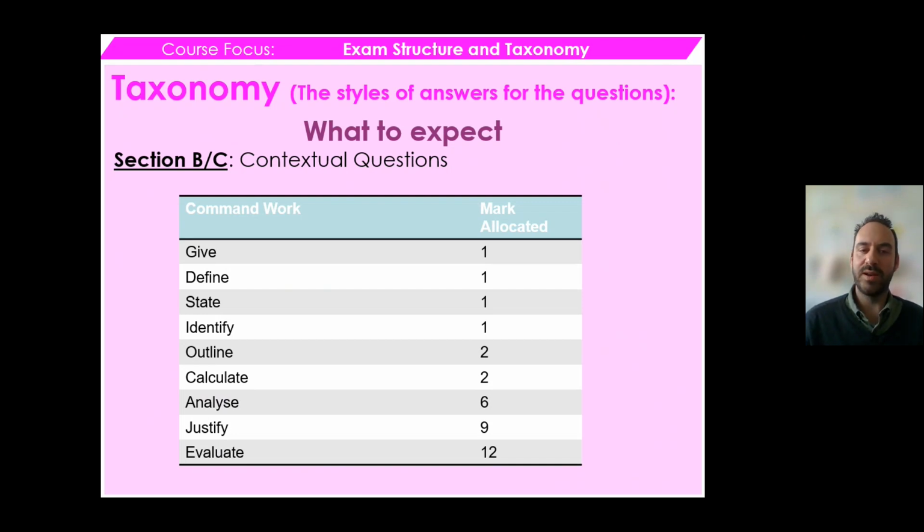You generally only see one evaluate. You'll generally have two justifies in your paper. You'll have a few analyze. There's normally 4 or 5 calculate questions from memory. And then you'll obviously see a mix of the others.